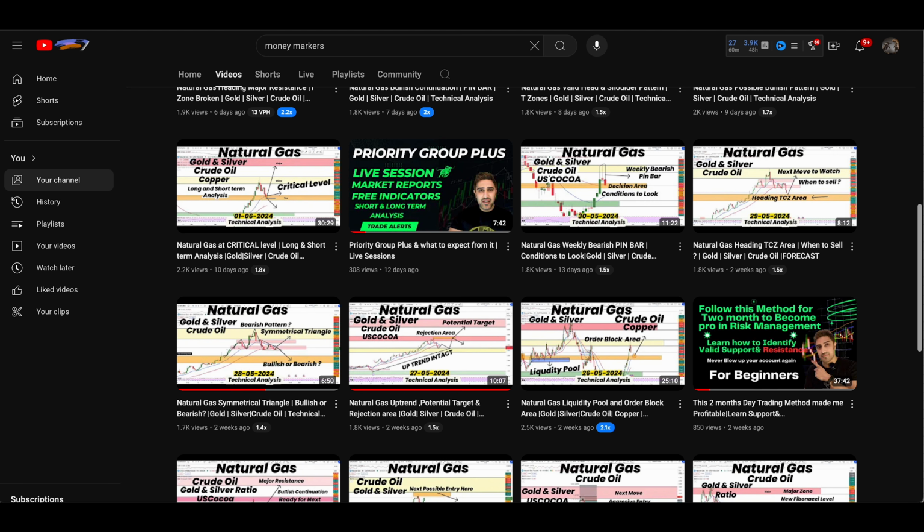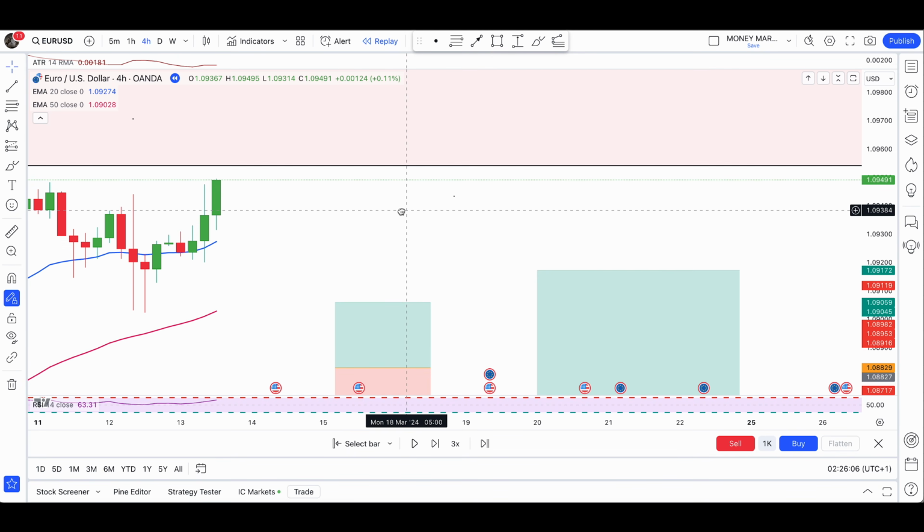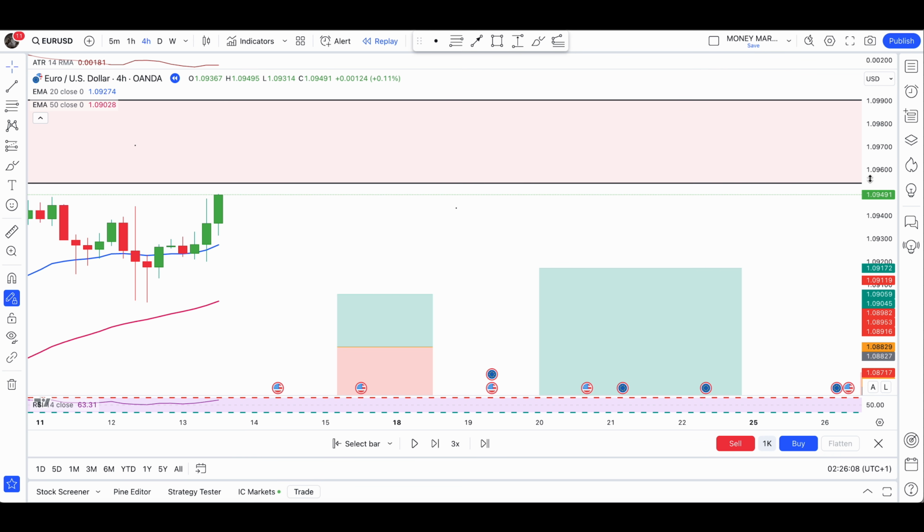Learn how to mark support and resistance. After we mark a valid resistance level, as now we are taking sell trades, we are only looking for a bearish 382 candle.